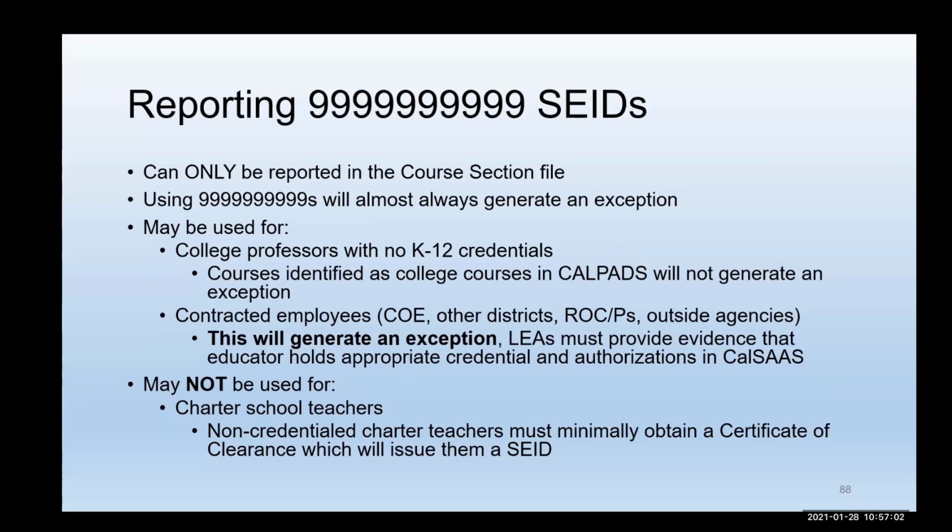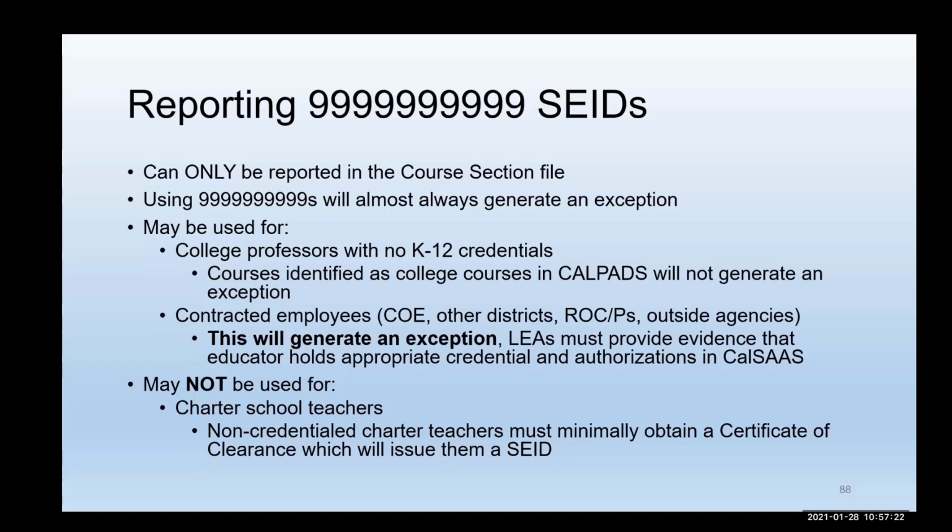Okay, our next common issue has to do with reporting a SEID of all 9s. So when is it appropriate to report a SEID of all 9s? First of all, you can only report a SEID of all 9s in the course section file. And typically these 9s are almost always going to generate an exception in CalSAS. The only exception is college courses.